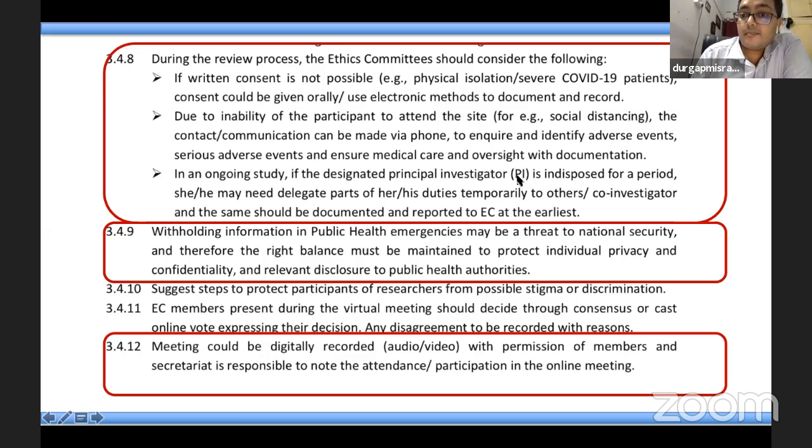Ongoing study, the principal investigator may be indisposed for a period. These are very uncertain times, so they may need to delegate parts of the study temporarily to other co-investigators, and this should be documented and reported to the ethics committee at the earliest. And therefore, it is important to share information during such a public health emergency, and all efforts should be made to publish the relevant information so that people can benefit from it. Meetings could be digitally recorded with permission of members, and attendance could be noted online rather than through the conventional methods of signing once you attend a meeting.